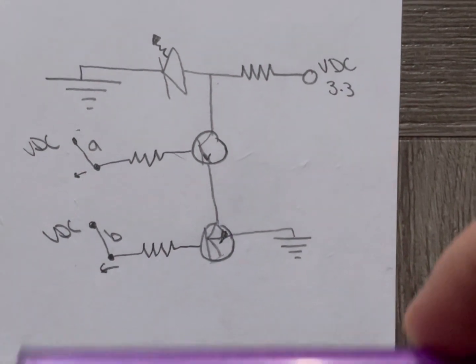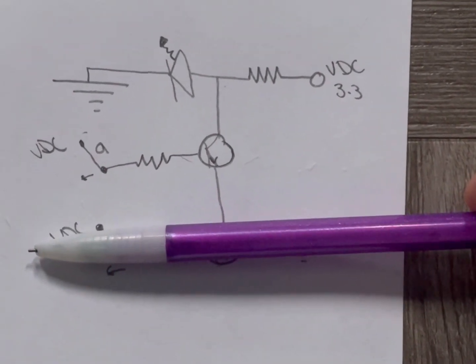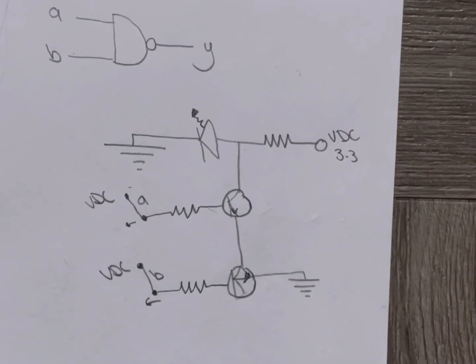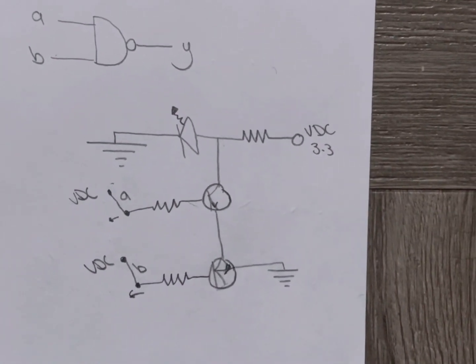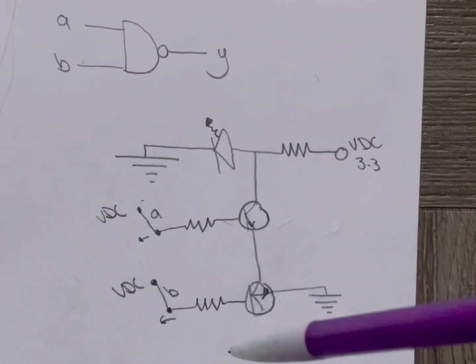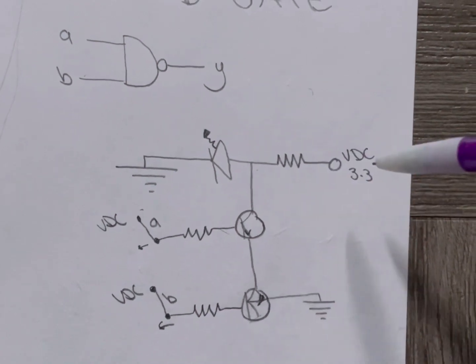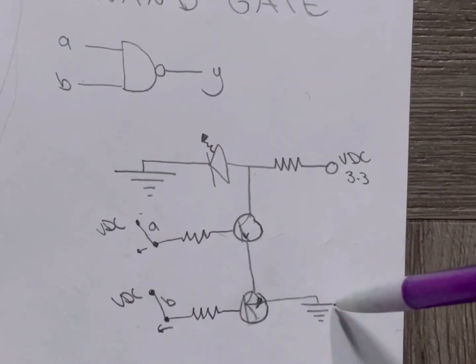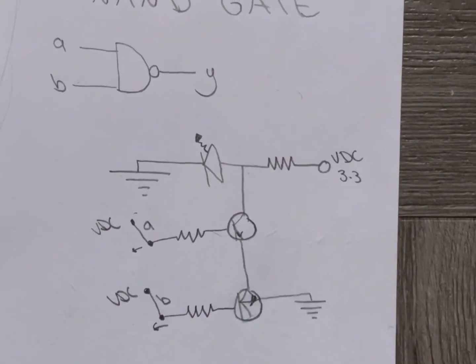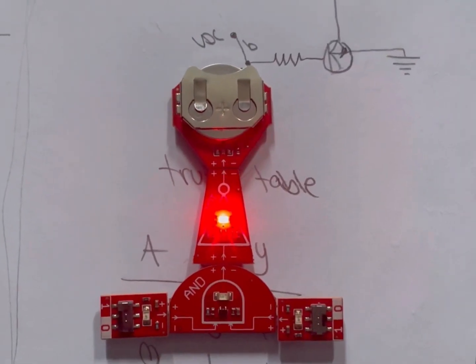This is also true if only one of the NPN transistors are turned on. To turn the LED off, both NPN transistors must be turned on. When both transistors are turned on, the resistance is lowered, allowing the voltage to travel to the ground, turning off the LED. This can be proved with logic blocks.